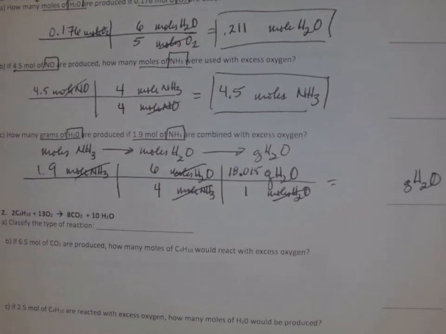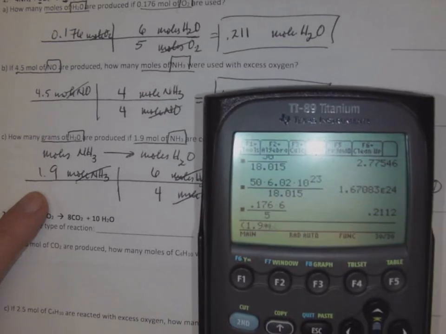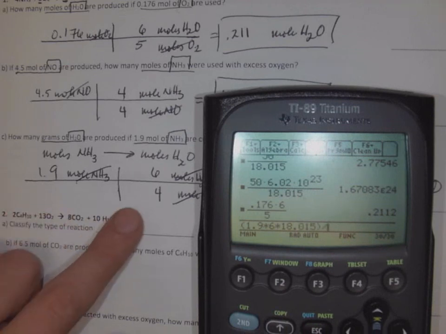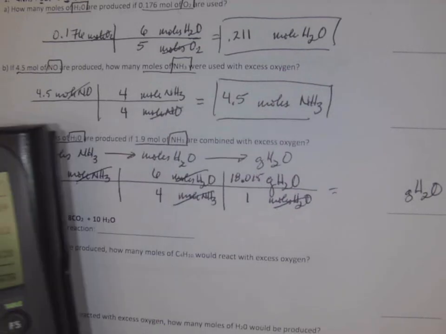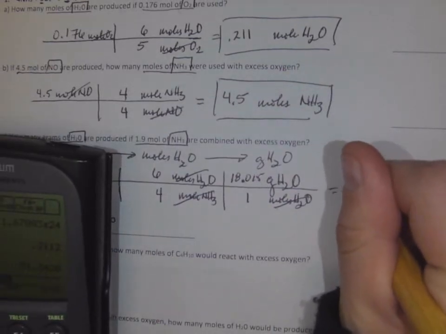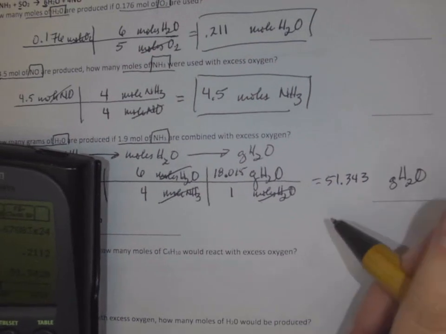Now I'm going to plug it in my calculator. Open parentheses, 1.9 times 6 times 18.015, close parentheses, and then divided by, open parentheses for the bottom, 4, and then just multiplied by 1 and close parentheses. So we are ending with 51.343 grams of H2O.